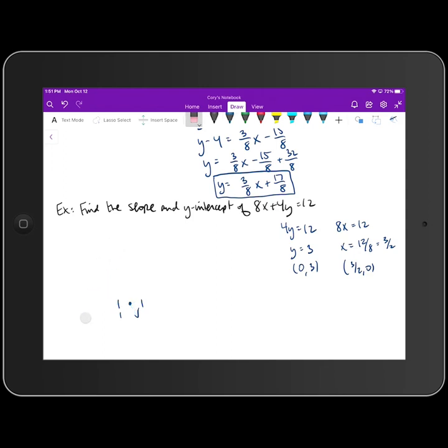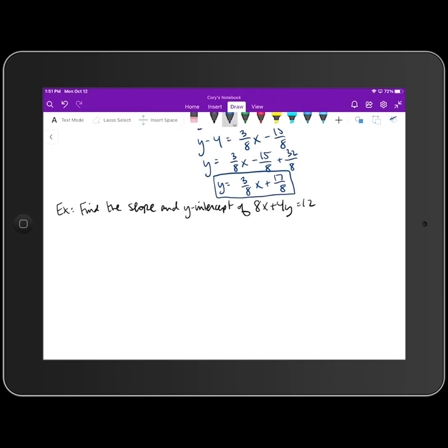Okay, but the question doesn't ask us for that. The question asks us to find the slope and y-intercept of that equation. So all we want to do to find the slope and y-intercept is to take this equation in standard form and write it in slope-intercept form.